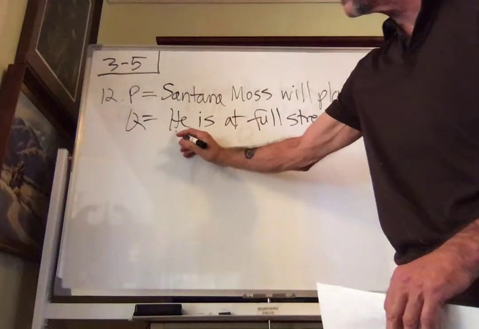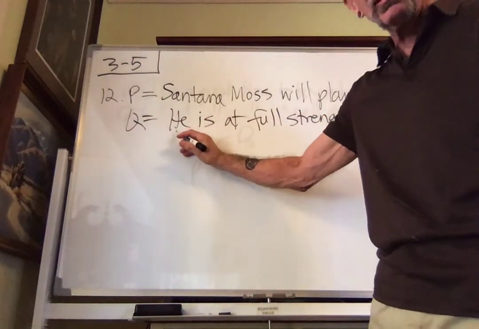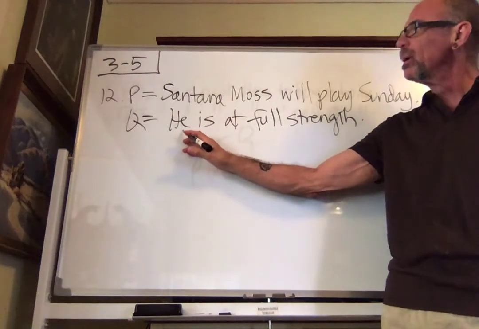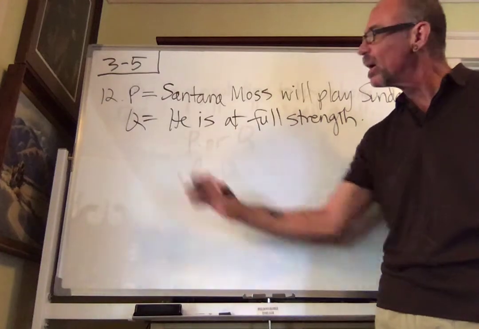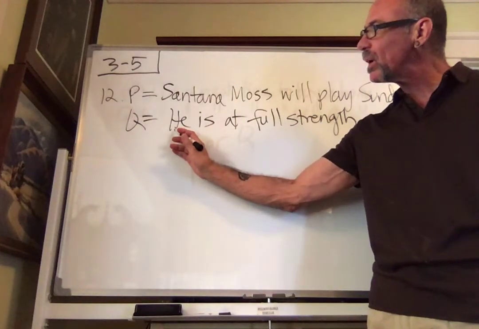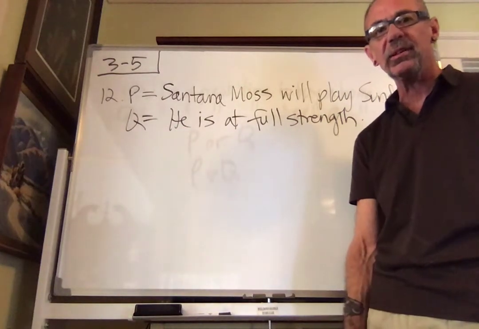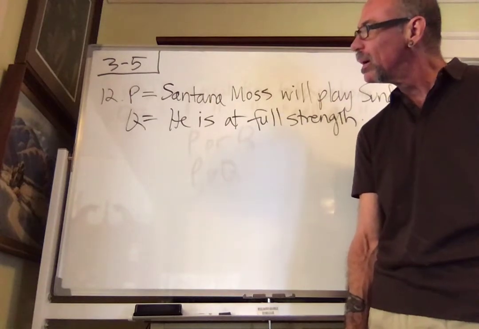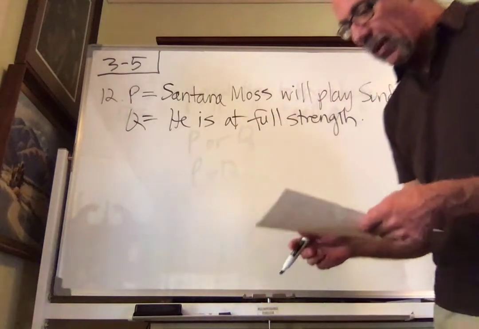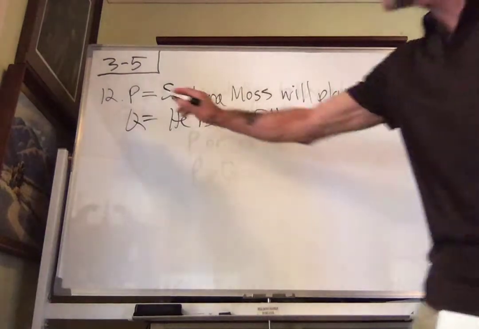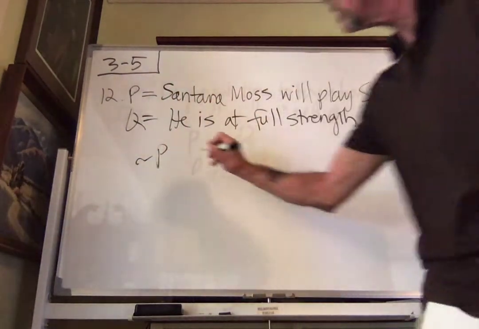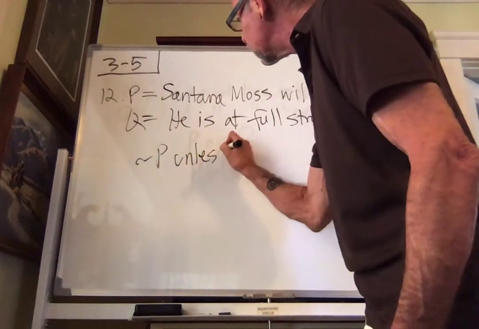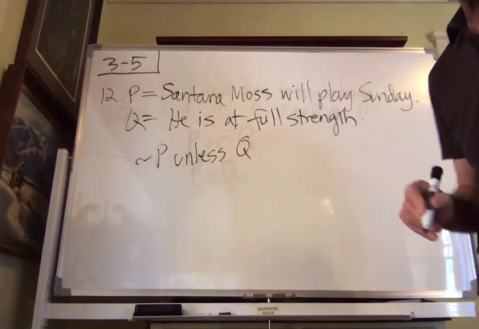I can start the assignment for Q with the pronoun he, because there's only one person to whom he could refer, Santana Moss. If you wanted to repeat his name instead of using the pronoun he, that would be fine too. It doesn't make any difference at this point. As an intermediate step translation, I noticed that the original was the negation of P. It said he won't play Sunday unless he is at full strength.